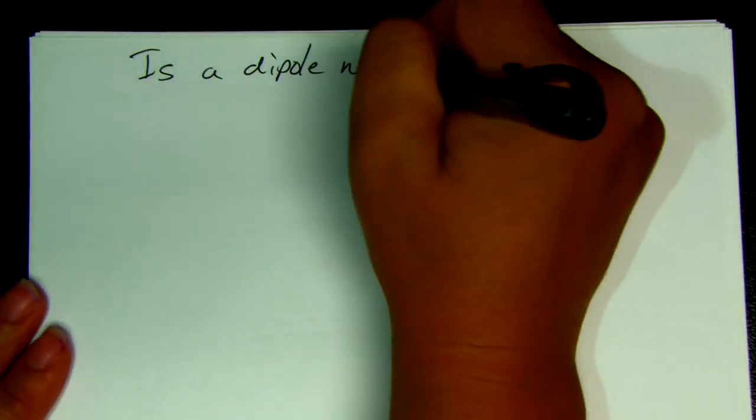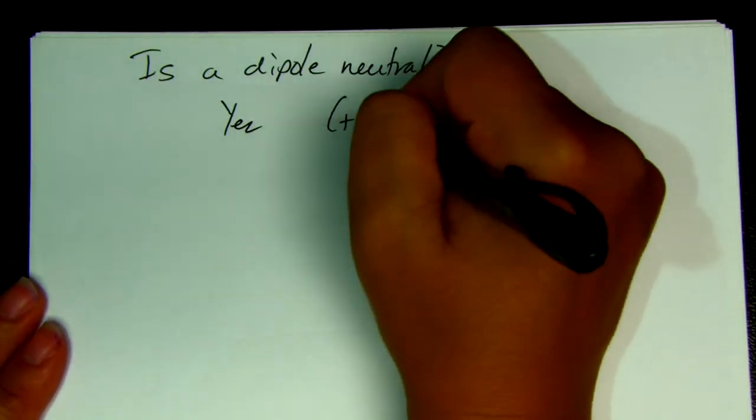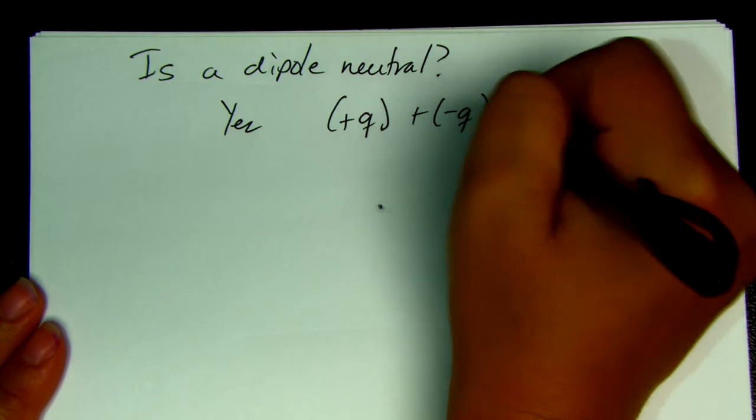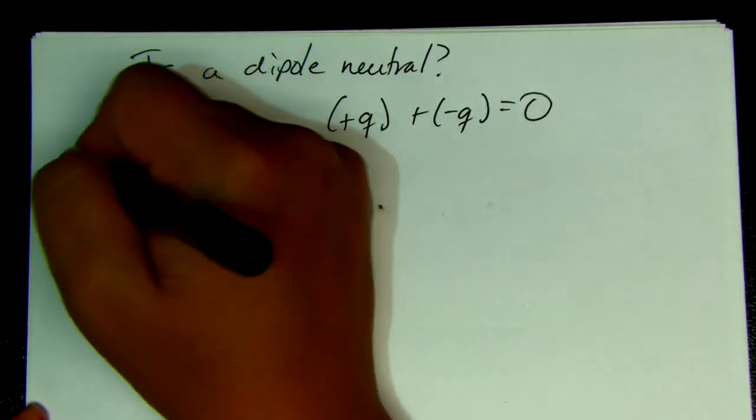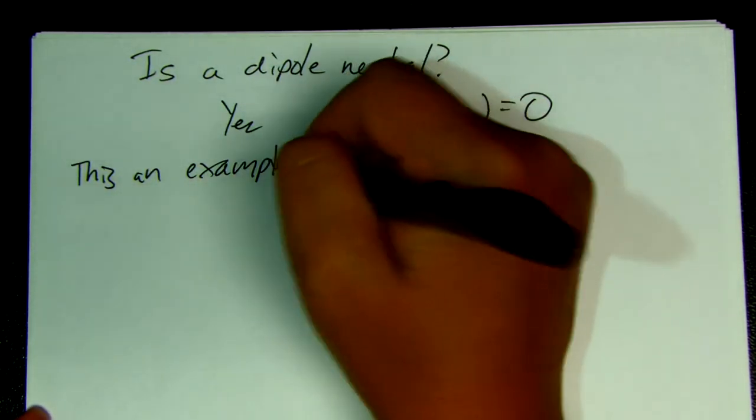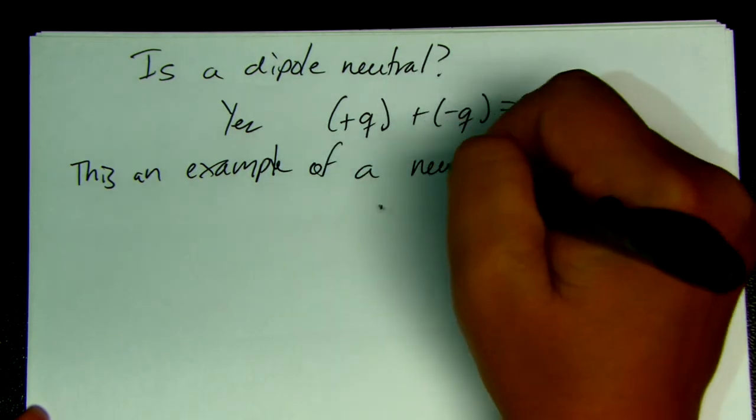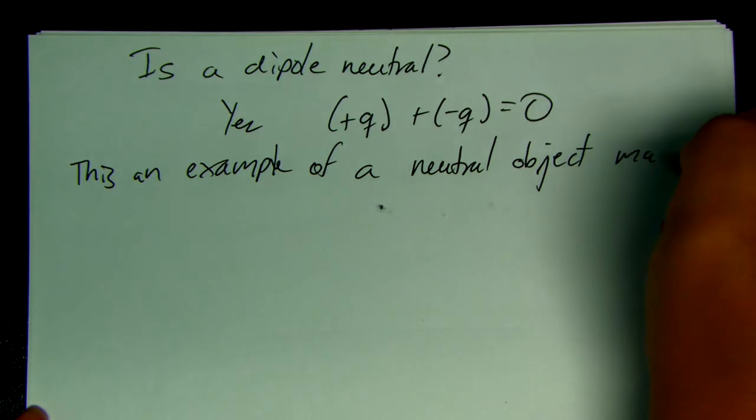So quick concept check, just to make sure you remember from last chapter. Is a dipole neutral? And the answer is, of course, yes. Plus Q plus minus Q is equal to 0. And this is an example of a neutral object making an electric field.